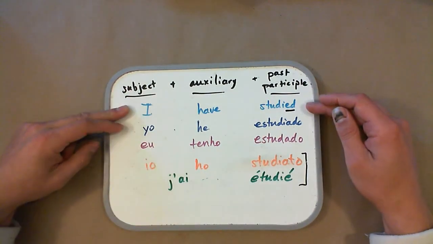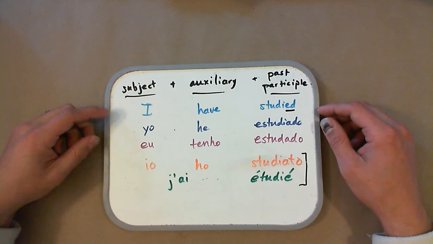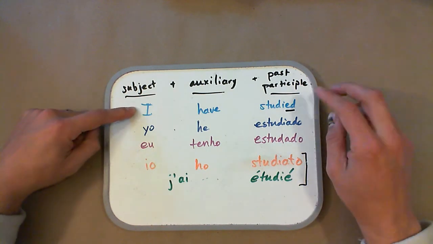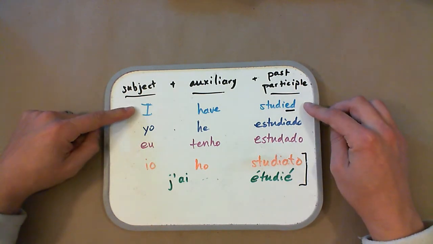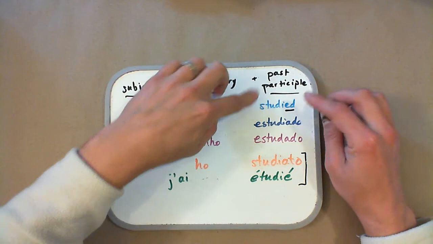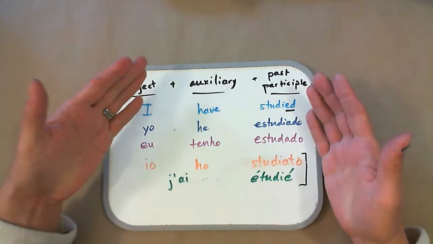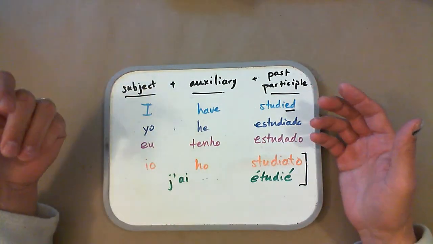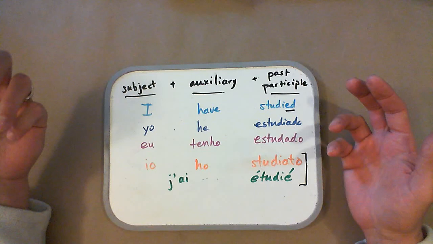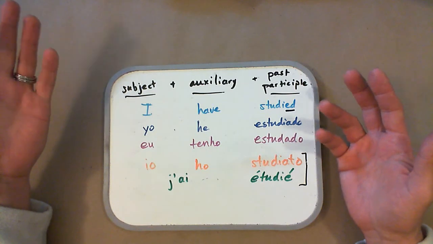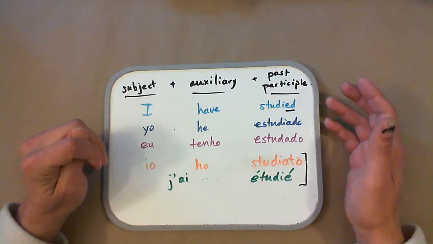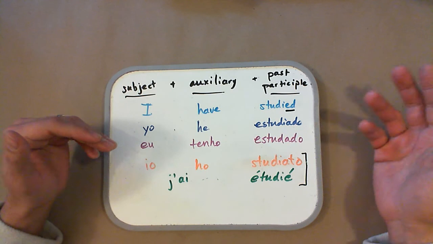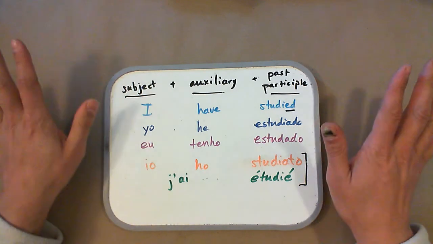I have studied. This is a good example of the present perfect in English. Notice that it can mean two different things. It can mean you're talking about studying something at some point in your life. For example, if a long time ago when you were in high school, you studied German, you could say, I have studied German. But just leave it at that.